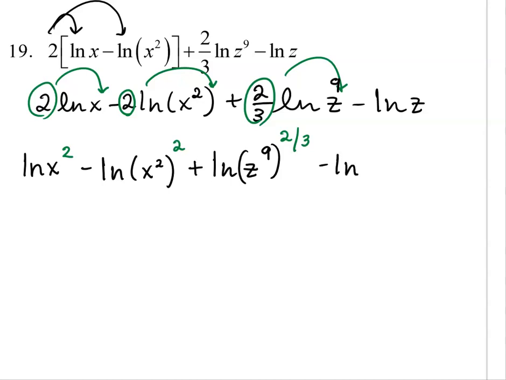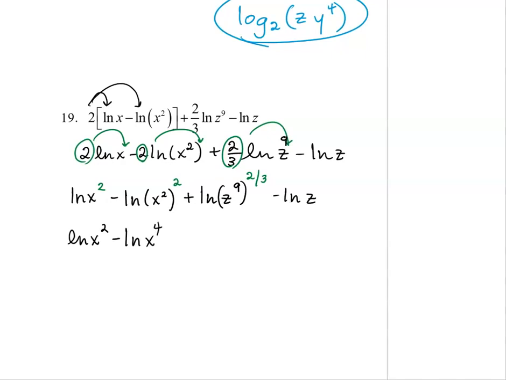And we have a minus natural log of z. So we have natural log of x squared minus natural log of x to the 4th, because rules of exponents tell us that if we have an exponent raised to an exponent, we combine those exponents by multiplying. So going on to multiply, 9 multiplied by 2/3 is equal to 6. So this is natural log of z to the 6th. And then I have a minus natural log z.